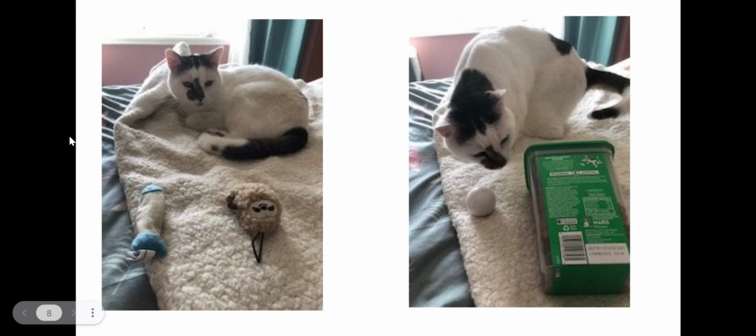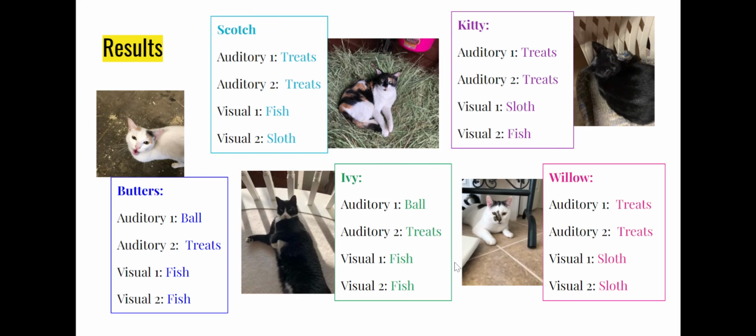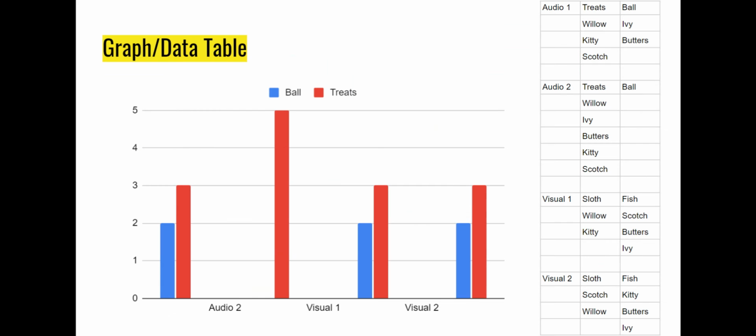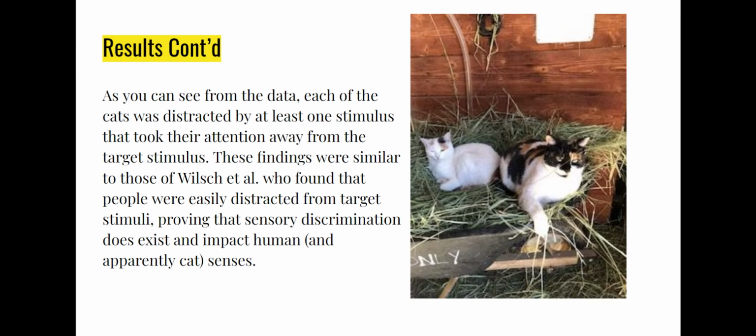So here's Willow doing the trials. You see her looking at the sloth first and reacting to the treats first. We have our results for each one. I don't want to read them all. Here's a graph just showing the different reactions and how frequently they reacted to things. And as you can see from the results, if I left it on there long enough, oh well, we'll pretend I did, they were all distracted by at least one stimulus that took their attention away from the target stimulus.